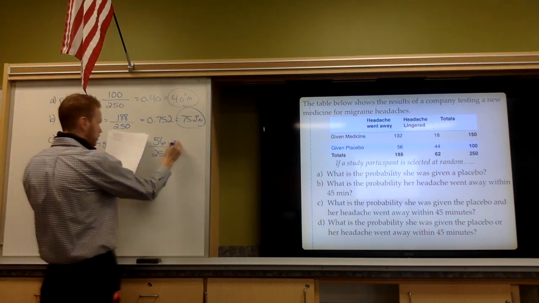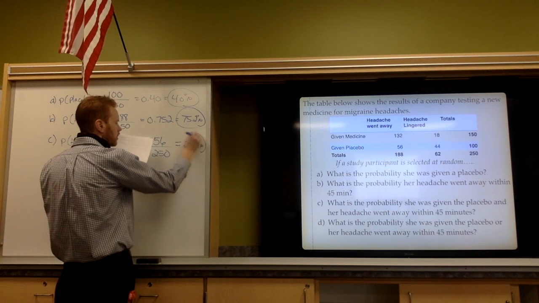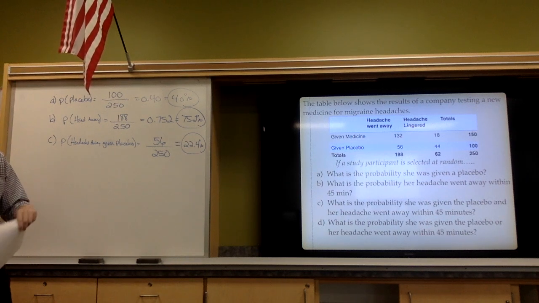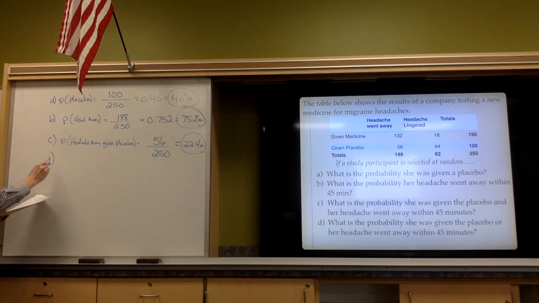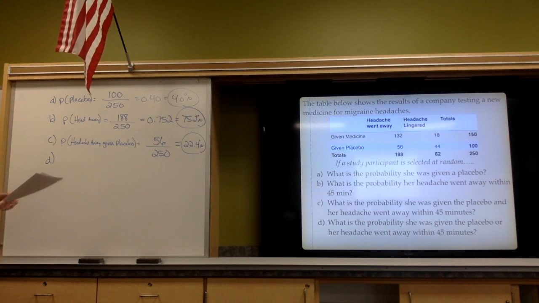So let's go ahead. We'll divide and multiply. I'm running out of space, so I'm just going to give you the percent. It'll be 22.4%. Now, I highly encourage you to make sure that you can type in the calculator and you get the same answer. Okay? All right. Now, the last one.